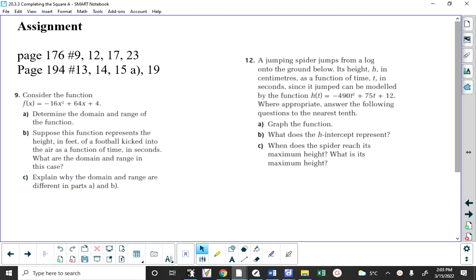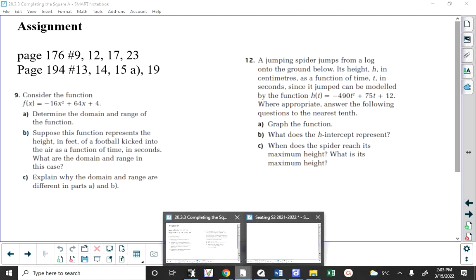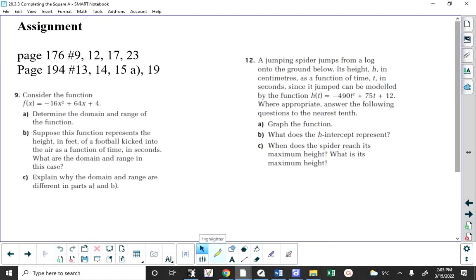Apparently on page 176 there were 4 problems I recommended, and on page 195 there were 4 problems. Do me a favor, take just a few seconds and look over your work. Does anybody have any questions? Go ahead, McKenna. 23B.